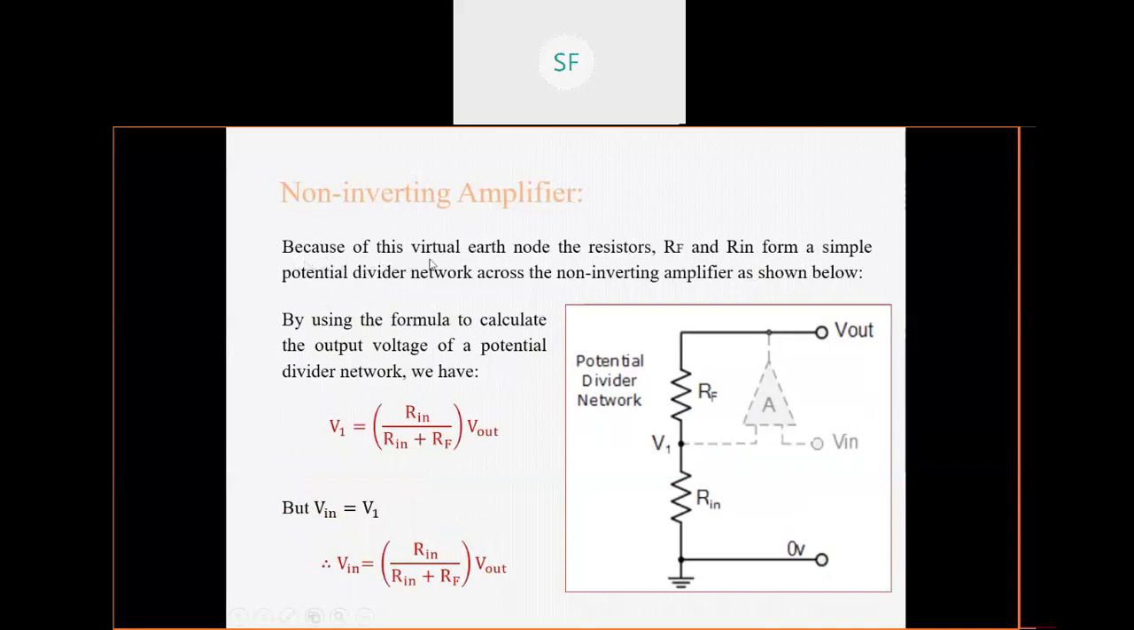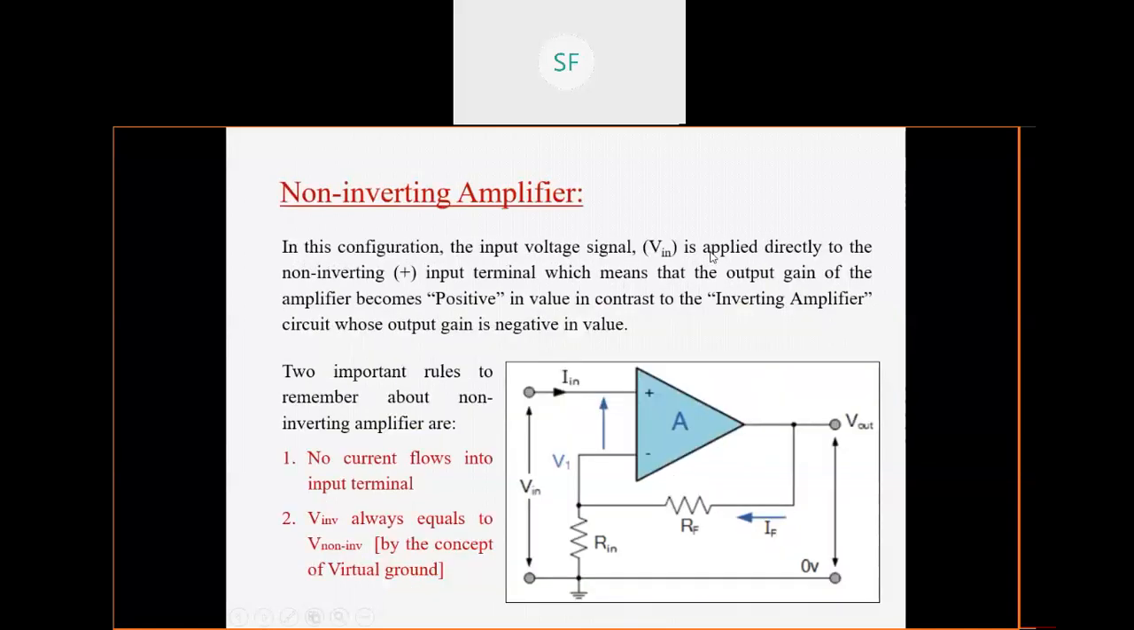Now what happens because of the virtual earth node? Which node is acting as the virtual node? This particular one. If you observe, this voltage is called V non-inverting, right? V non-inverting is equal to this voltage. This voltage is nothing but the voltage at the inverting terminal. If you observe, this voltage is nothing but V in, right? Because you are giving the input to the non-inverting terminal. So V in will be equal to V non-inverting.